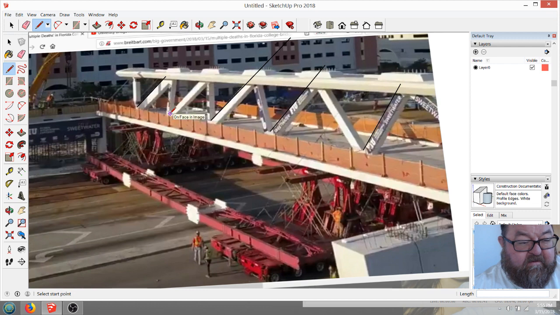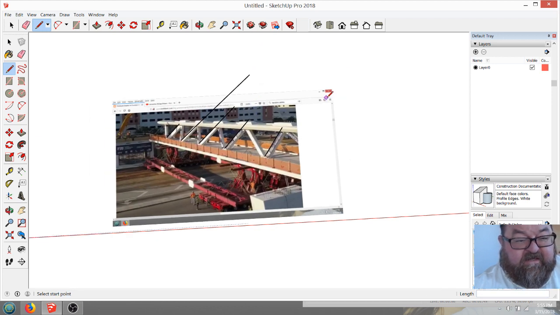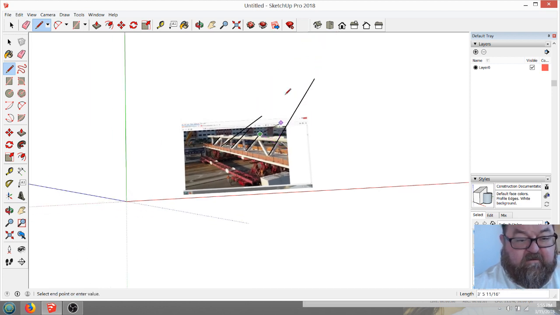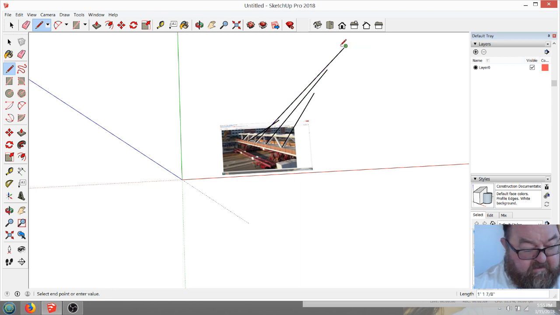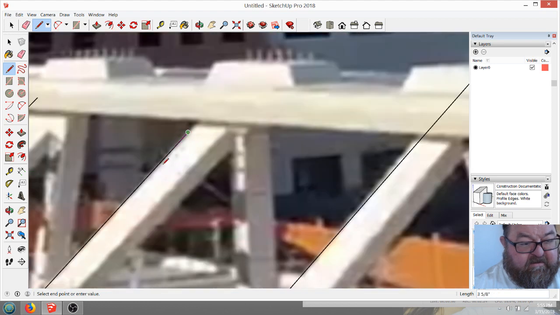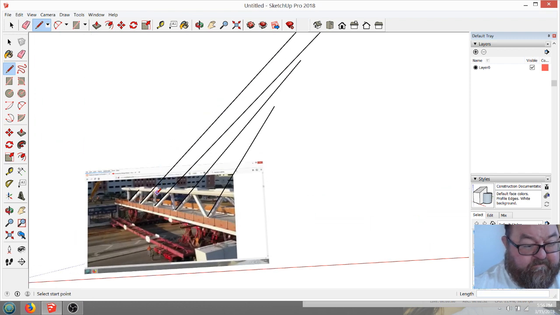I'm trying to keep SketchUp from doing that. So now, let's see, if I just draw these all out to where they want to go, and this is obviously not going to be very accurate because it's from a photograph. You can see how all these are going to converge at some point, right? And it wouldn't have been like this.